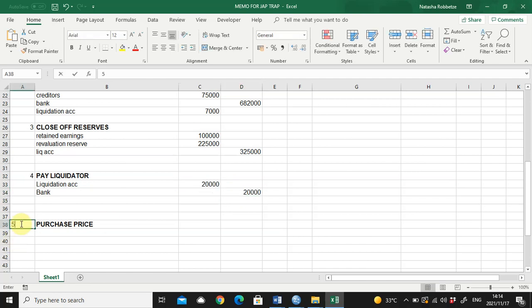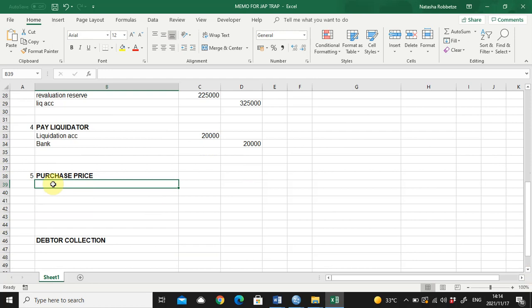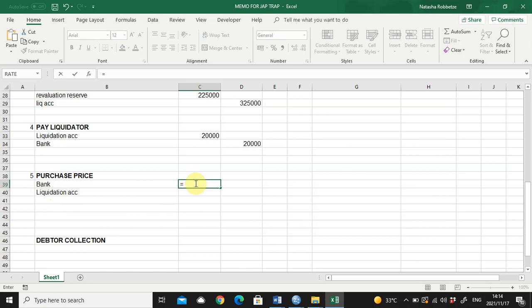Step number 5 rather, we need to account for the purchase price. So the purchase price is the amount of money that we will receive from this competitor called Out Pty Limited. So here our bank account is going to grow and we're going to have the contra account liquidation account. And for the bank, we are going to receive a number of amounts. It is 800,000 for the property. It is 400,000 for the motor vehicles. It's another 100,000 for the inventory and another 15,000 for the debtors.